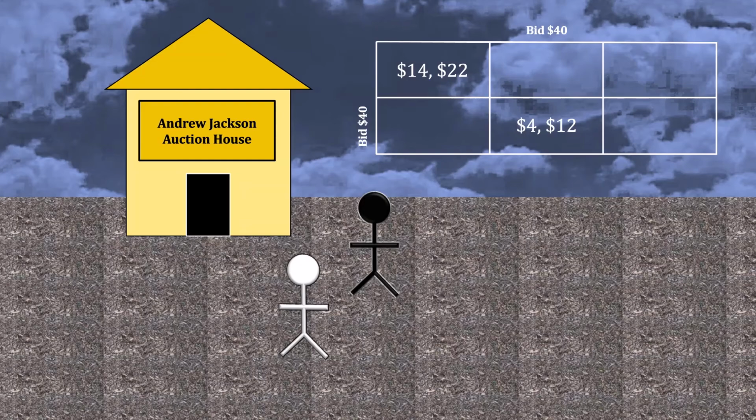The problem with colluding in this manner is that your opponent is not trustworthy. If they were to know that you were going to bid $20, it's in their own best interest to up their bid to $40. Consequently, colluding on 20-20 is not sustainable. But in contrast, bidding 40-40 is.